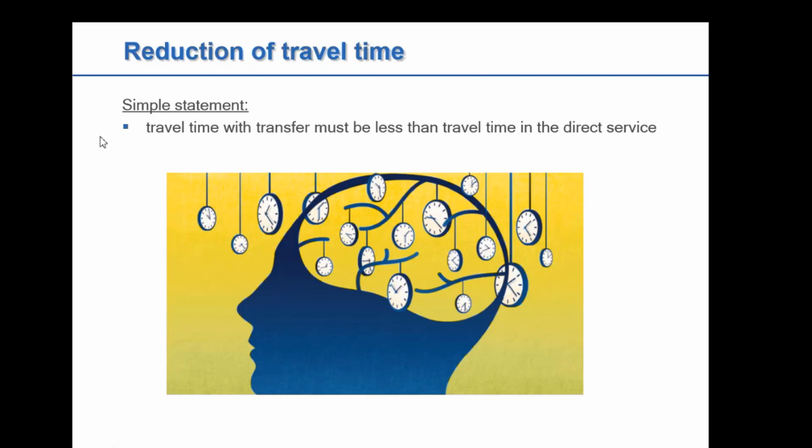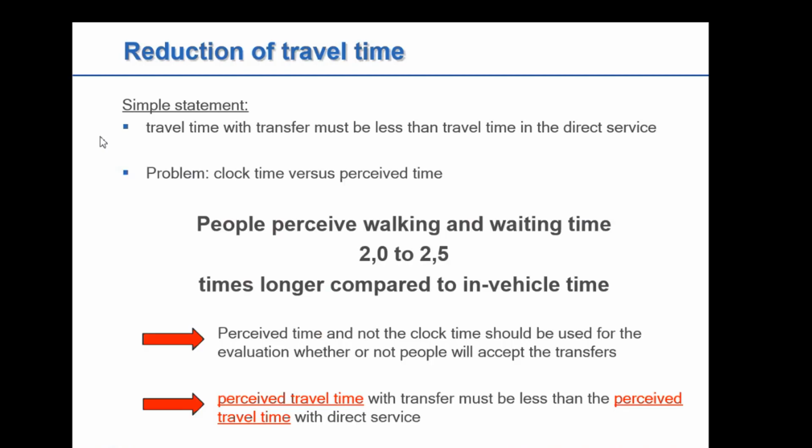So now the question is, the travel time with transfer must be less than the travel time in the direct service. Here, the clock time versus the perceived time, what is the difference between the two? If we wait for 1 minute, then we feel that we spend 2 or 2.5 minutes. So of course the perceived time is longer as compared to the waiting time, because when we wait there for a while, at the same time we perceive that we have spent more time. Okay, and the perceived time and the clock time are not always the same or equal.